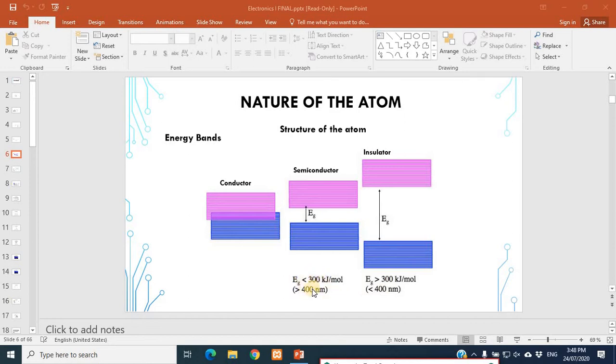And here we have the energy supposed to be less than 300 kilojoule per mole, but greater than 400 nm. Here, for an electron to be able to move from this valence band into the conduction band, it needs an energy that is greater than 300 kilojoule but less than 400 newton meter. And here the energy is supposed to be greater than 300 kilojoule per mole. So once an electron has this level of energy, it can move from the valence band to the conduction band.